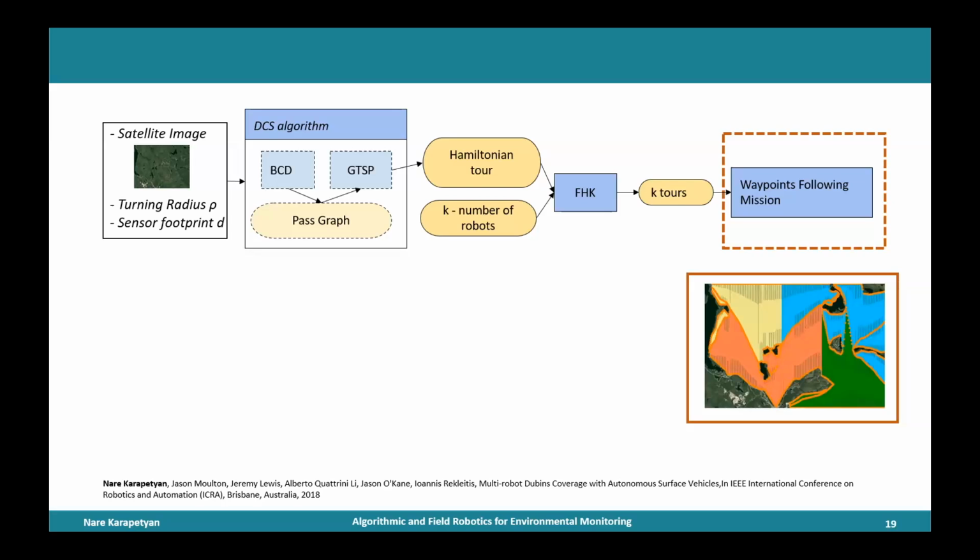And as a result of this, we have K routes from the original path, from original efficient path that are assigned now to each of the robots. And then we can generate waypoints according to that will be executed in the real world. Each of the colors of this picture represent the different regions that have been assigned to 4 robots.